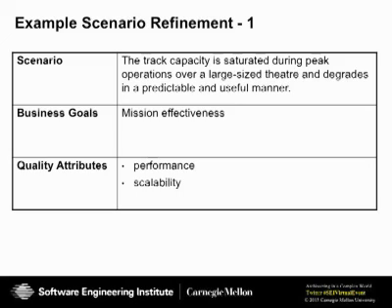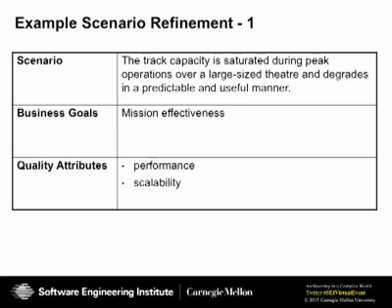So what we start with is a big table that has a number of rows in it. Here's the first 3 rows of the table. Typically, the table will be empty at the start, and it'll be displayed on a screen in front of all the stakeholders. We will take the top voted scenario, the short description, and we will insert it in the first row of the template. So here's an example where a brainstormed scenario says the track capacity is saturated during peak operations over a large size theater and degrades in a predictable and useful manner.